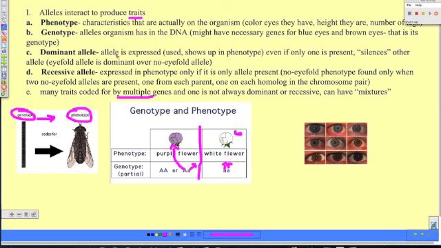And then in class we dealt a lot with dominant alleles and recessive alleles. A dominant allele is the one that shows up even if only one is present. It silences the other one. And a recessive allele is expressed only if it is the only allele present. So with this recessive, you get the white flower. But if there's a dominant one there, you don't. In most cases, there are always exceptions.